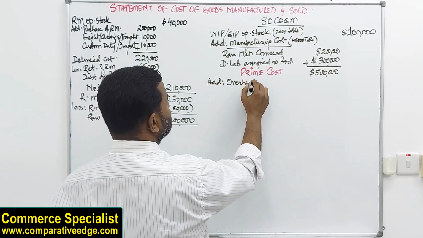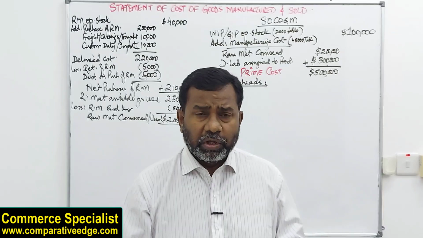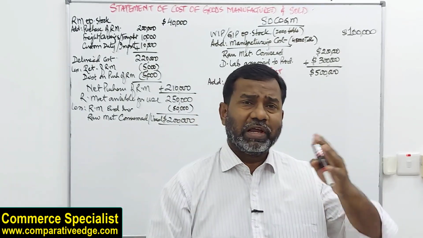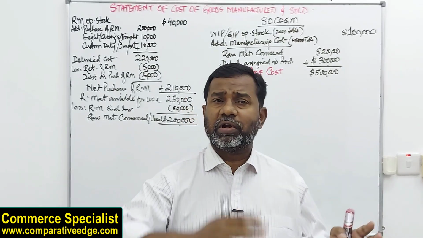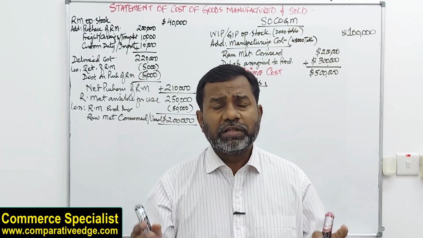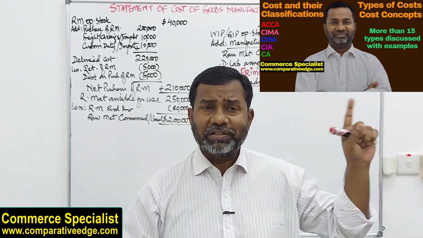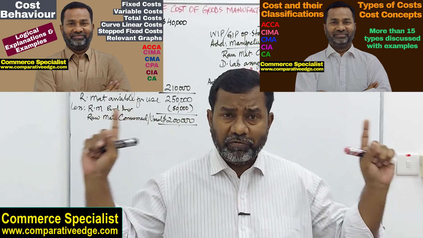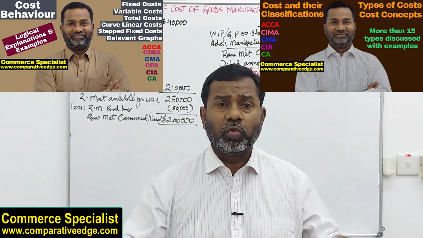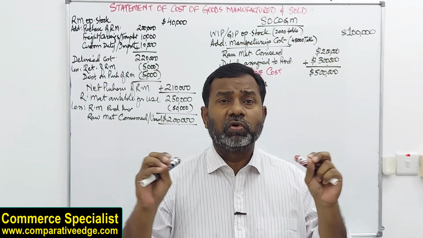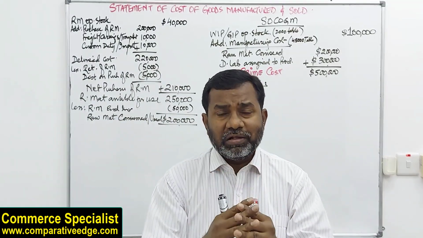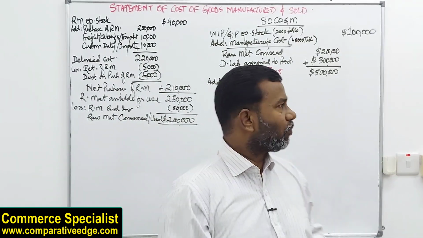So once you have prime cost, you're going to add the third cost, which is overheads, or you can call it factory overheads. Again, I'm reminding you, if you want to know more about what is direct material, direct labor, indirect labor, what are overheads, I have made a detailed video on cost classification and cost behavior. I highly recommend that you watch these two videos so that your fundamentals are clear.